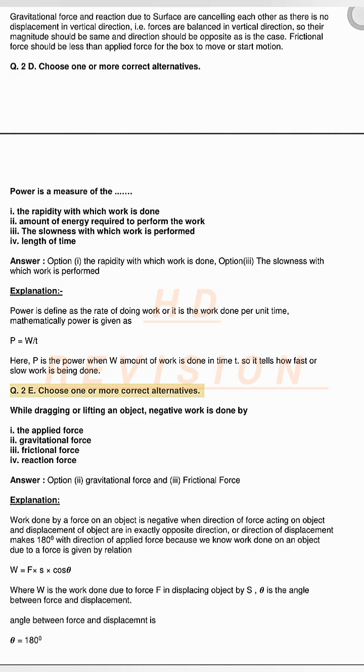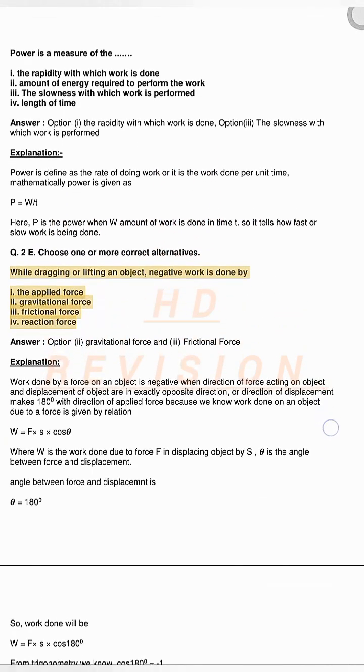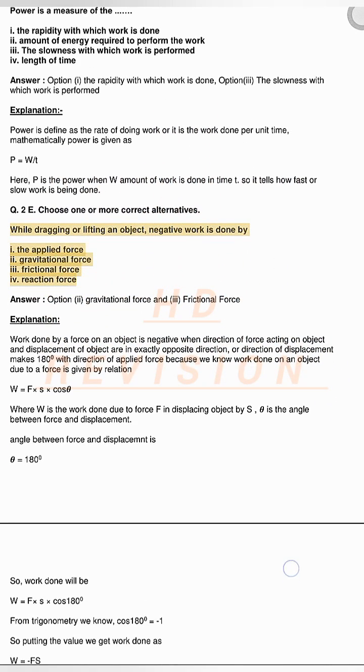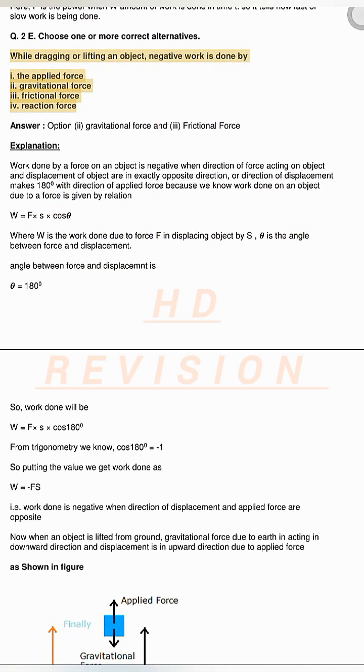Q2E. Choose one or more correct alternatives. While dragging or lifting an object, negative work is done by: I. The applied force, II. Gravitational force, III. Frictional force, IV. Reaction force. Answer. Option II. Gravitational force, and Option III. Frictional force.